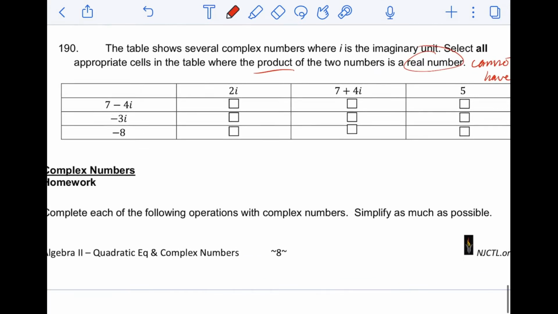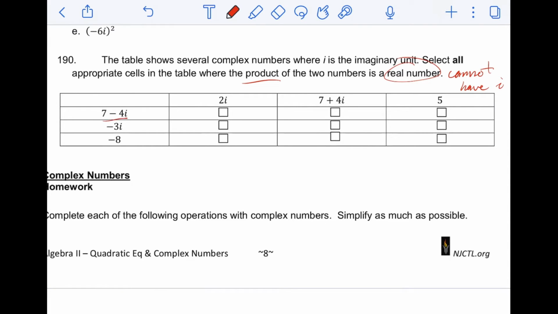So this means that the product of 7 minus 4i and 2i will give us 14i minus 8i squared, and even though the minus 8i squared, that i squared will become a negative 1, turning that into a positive 8, we still have that 14i in the front of that positive 8, so this cannot be one of our products.